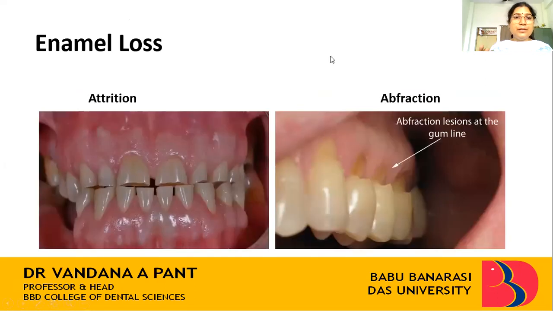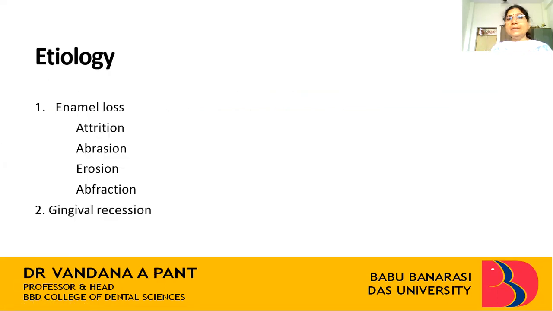So there are two reasons why hypersensitivity occurs. So etiology is enamel loss and gingival recession. If the enamel is lost, dentin will be exposed. And how will enamel be lost? It will be lost by attrition, abrasion, erosion, and abfraction. Gingival recession is another method where the root gets exposed, and from there the cementum, and then, because cementum is very thin, dentin gets exposed. So the patient complains of hypersensitivity in both these cases.